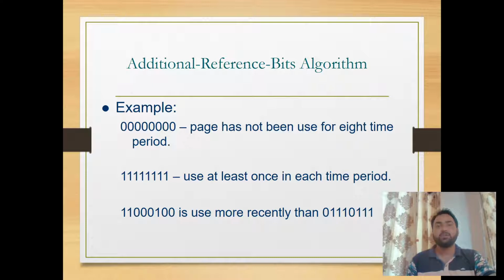This is an example for the additional reference bits algorithm. Initially, if the 8-bit byte is 00000000, then no page has been referenced for 8 time periods. If it is all ones, then it was used at least once in each time period. That means the frame has been used every time at least once. And if it is a random combination of ones and zeros, then it is more recently used than this: 01110111.